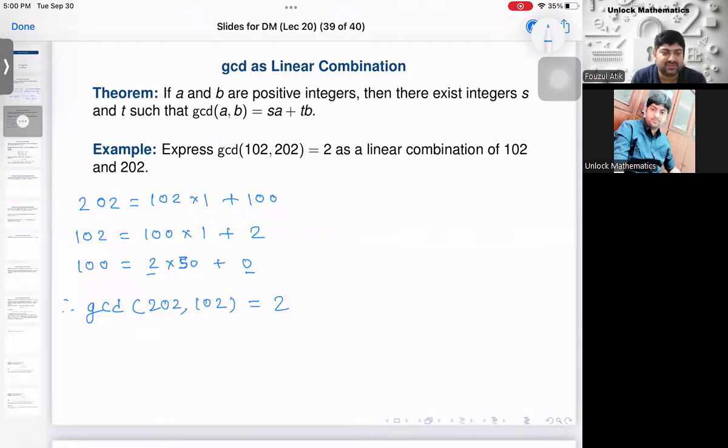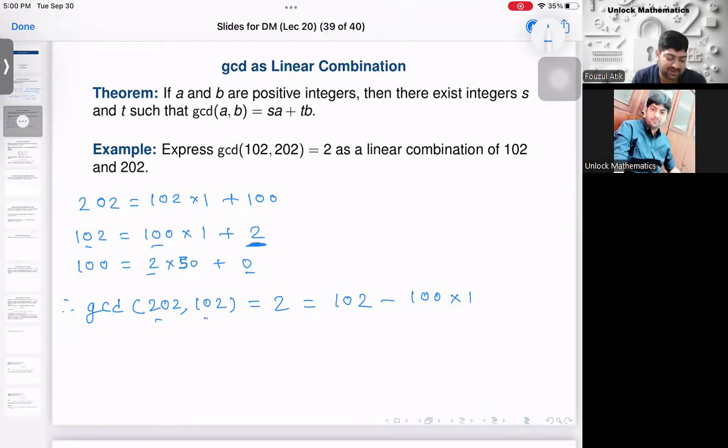Now, how to express this as a linear combination? So I'll write this value. From this expression, I get 2 is equal to 102 minus 100 into 1. Still this is not done, right? We have to get a linear combination of the numbers 202 and 102.